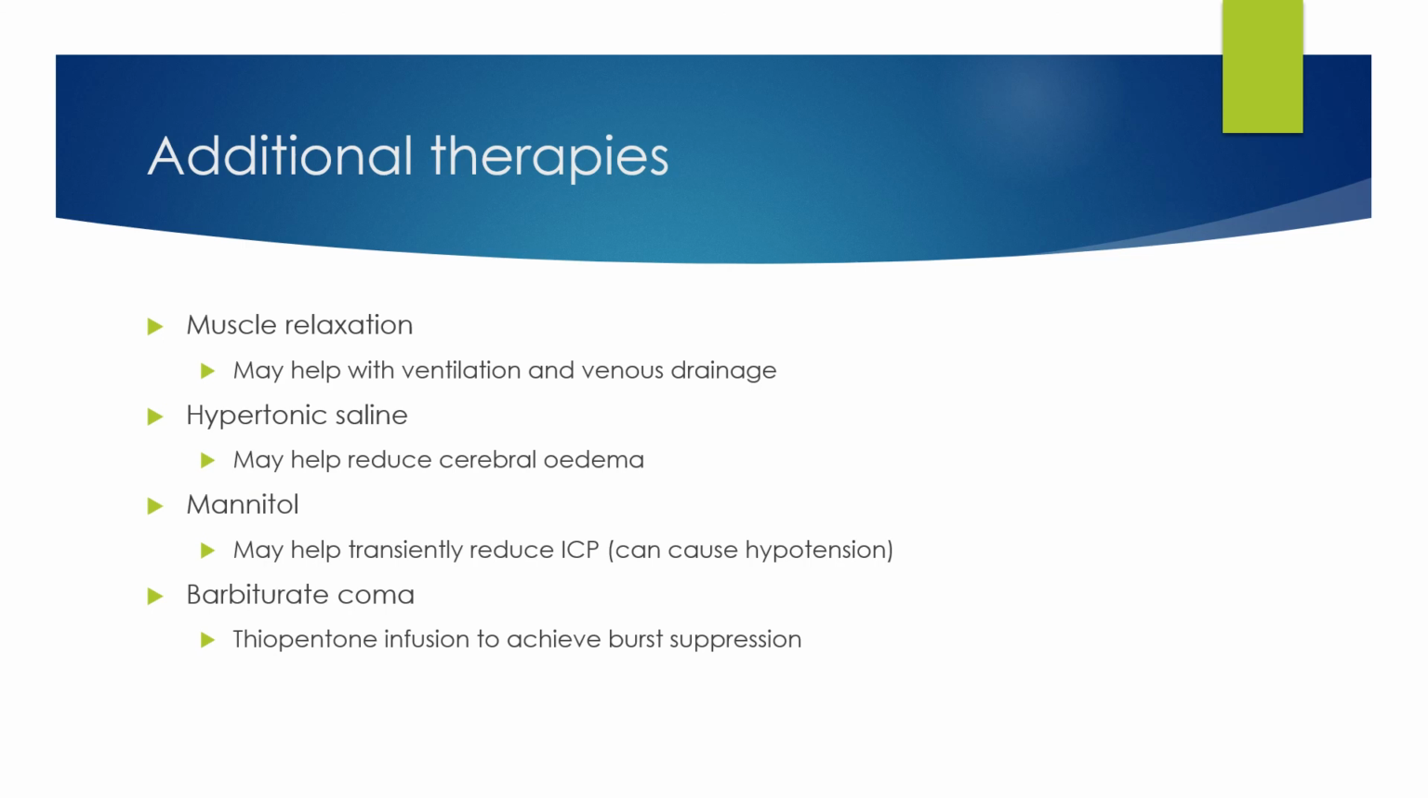There are additional therapies available. Within our own centre, we would typically add muscle relaxation at this kind of point, where it may help with ventilation and venous drainage from the head. We will typically use hypertonic saline in an attempt to reduce cerebral edema. We will occasionally use mannitol to help transiently reduce ICP, although it is at the risk of hypotension because it causes such a massive osmotic diuresis. And we will also institute a barbiturate coma with thiopentone or thiopental infusion to achieve burst suppression, which means you're going to need some neurophysiology monitoring as well.